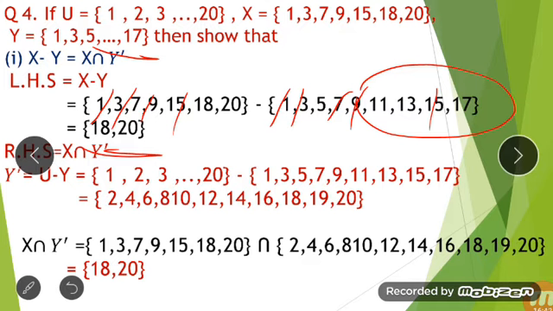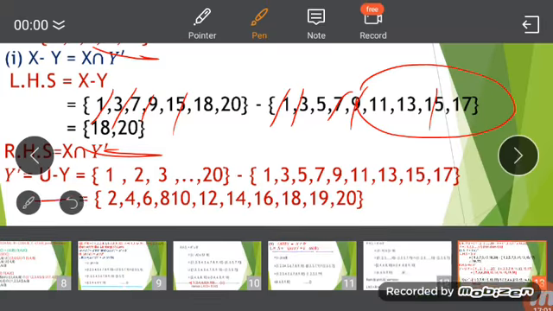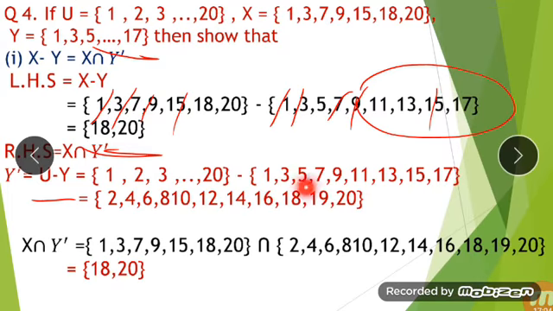Okay, now see the right hand side. We have X intersection Y complement. So we cannot find X intersection Y complement until and unless Y complement is first found. So first of all, let's find the Y complement. Y complement is equal to U minus Y. So this is the set U here and this is the set Y. We can write the elements from here. All the elements are written here, all the odd numbers.